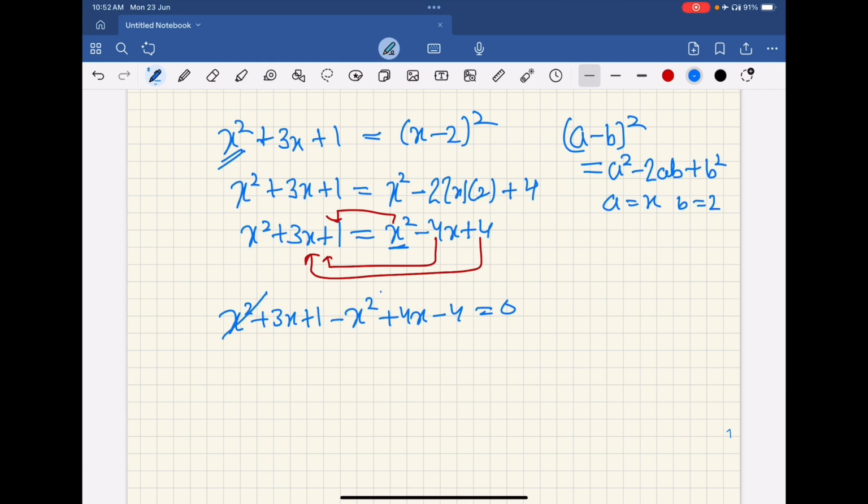Now students, what will happen? X square minus x square gone. 3x plus 4x is 7x. Plus 1 minus 4 is minus 3. What is the degree of this polynomial? 1. So is it quadratic equation? No. So this is not quadratic. Okay, this is not a quadratic equation.